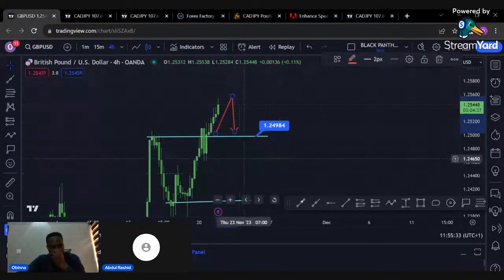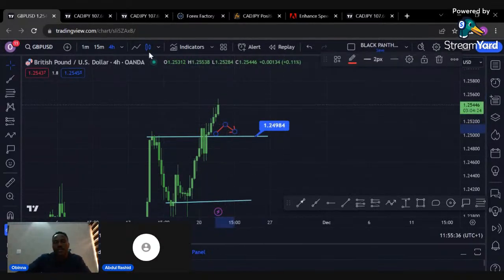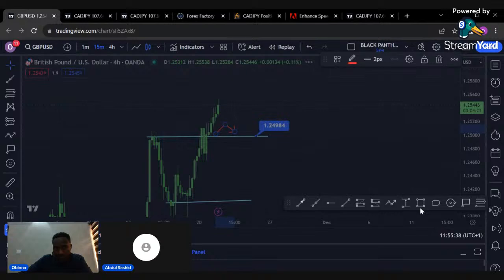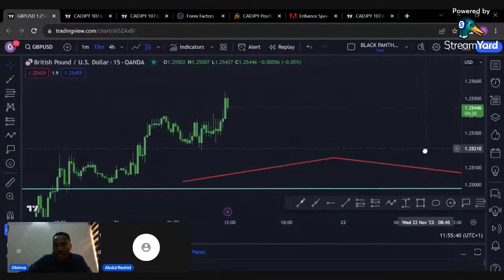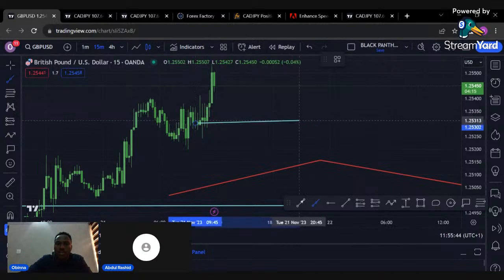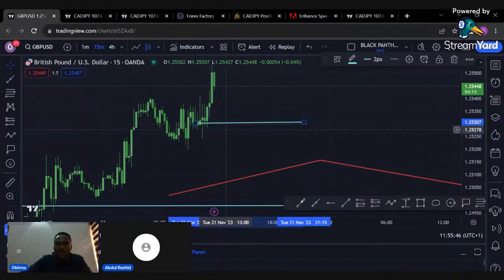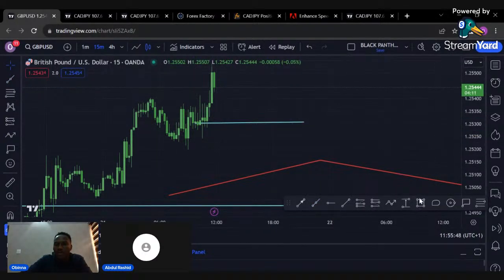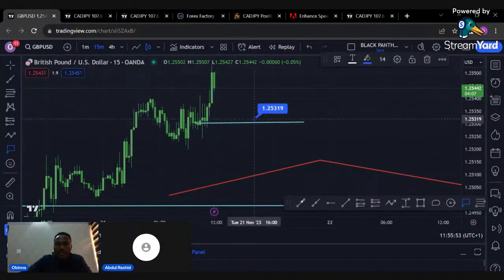But if you are using the lower time frame, the 15 minutes, so let me see what I can get from the 15 minutes. If you are using the 15 minutes, you're interested in price pulling back to this area for you to take buys. So this is the higher low for the 15 minutes.